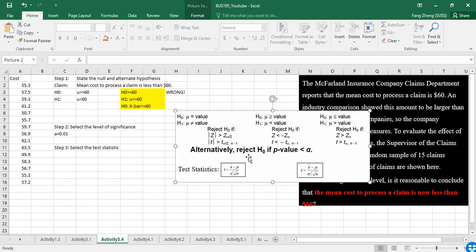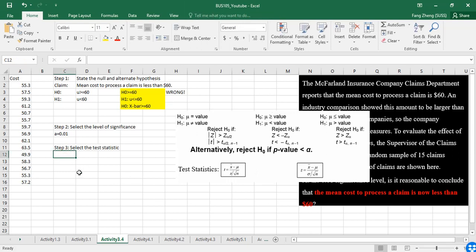This is a summary slide for the test statistic to be used. For this one sample hypothesis testing, should we use t or should we use z? If sigma is given in the question, we should use the z statistic. Otherwise, we use the t statistic. In this question, obviously, we don't know the population standard deviation. Therefore, we should use the t statistic. So you can copy the formula behind.